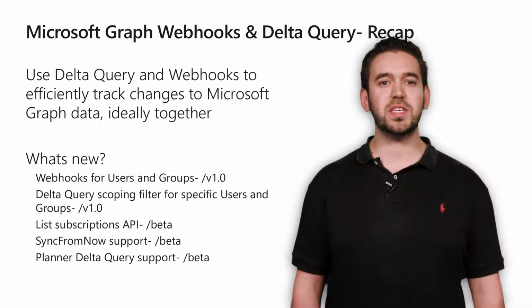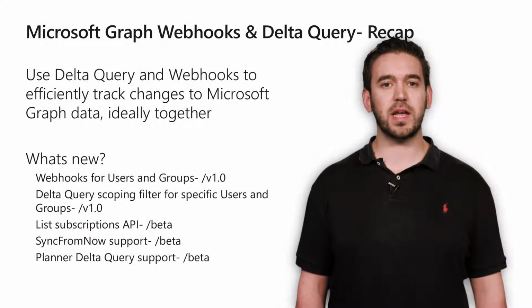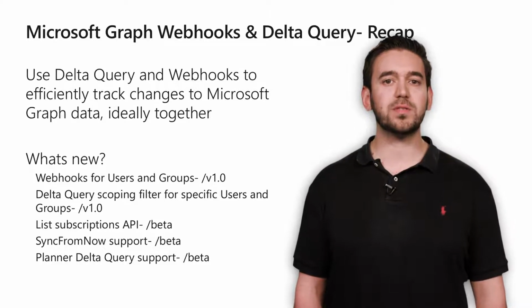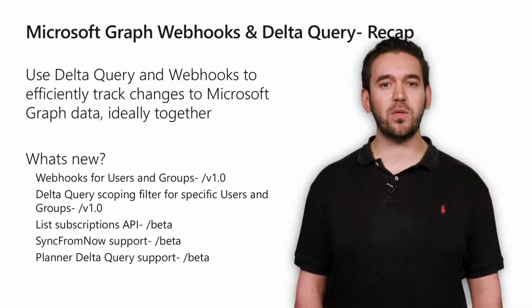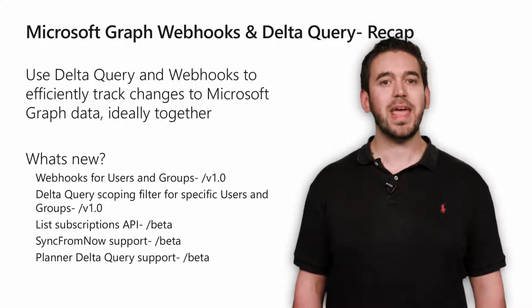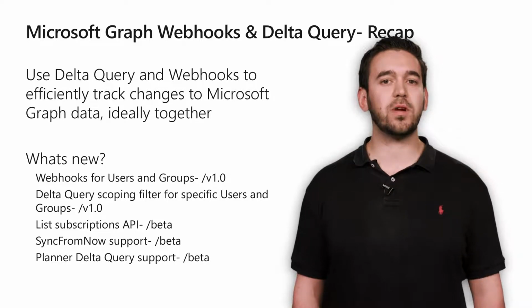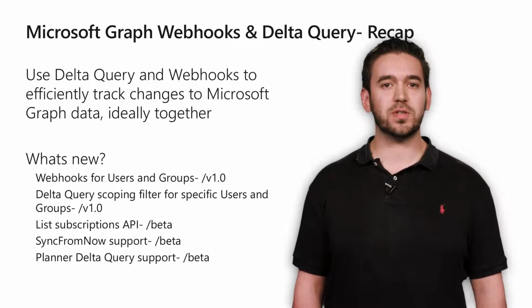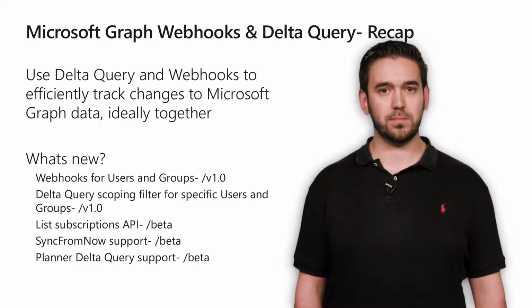In this video, you've seen how you can use Delta Query to synchronize data or track changes to various resources in Microsoft Graph. You've also seen how webhooks can be used to get push notifications when data changes, and how these two capabilities work better together. We've also talked about some great new features that make these capabilities even more useful.